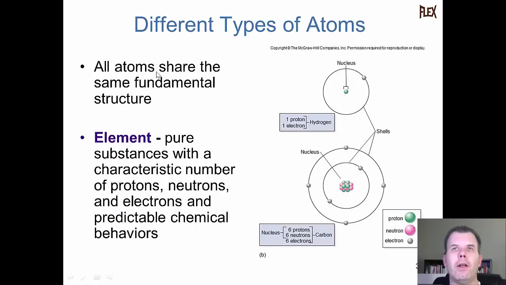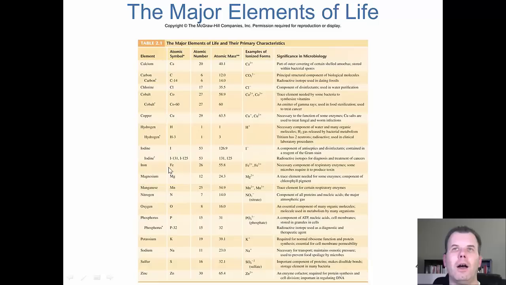All right, and then all atoms share the same fundamental structure. Again, how they are found and that stuff. And an element is a pure substance, and so it has a characteristic number of protons and neutrons and electrons, and they have predictable chemical behaviors. And so we arrange these things on these different charts. Here's the chart just showing you the major elements of life. And we'll come back to this later on in chapter seven.